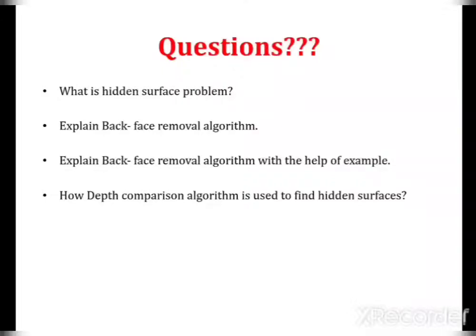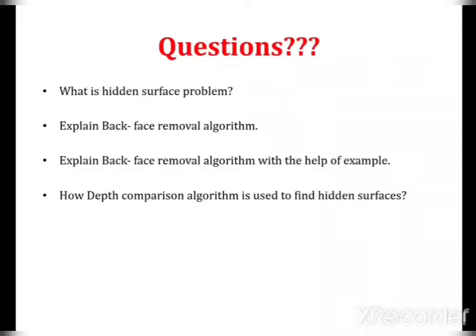Next is explain the backface removal algorithm. We have seen how we remove the backface. For that we are using the equation of a plane. When it is less than 0 or greater than 0, then it is on the negative or the positive side, which we have to explain here. Then explain the backface removal with the help of examples. You can draw the diagram and show that the faces which are on the negative side, we consider as back faces. That we have also seen.